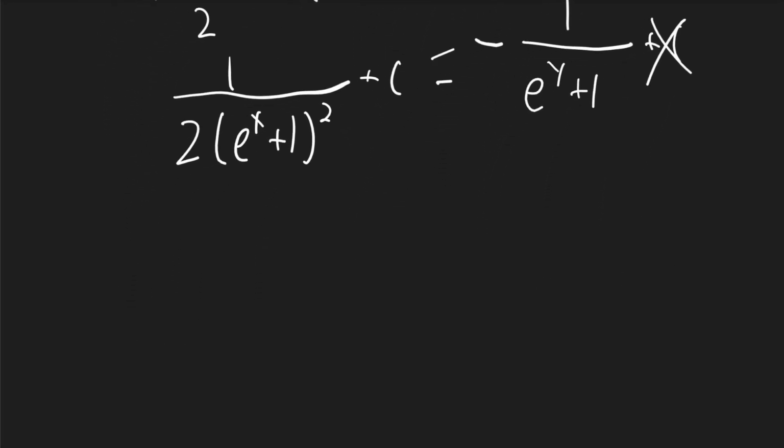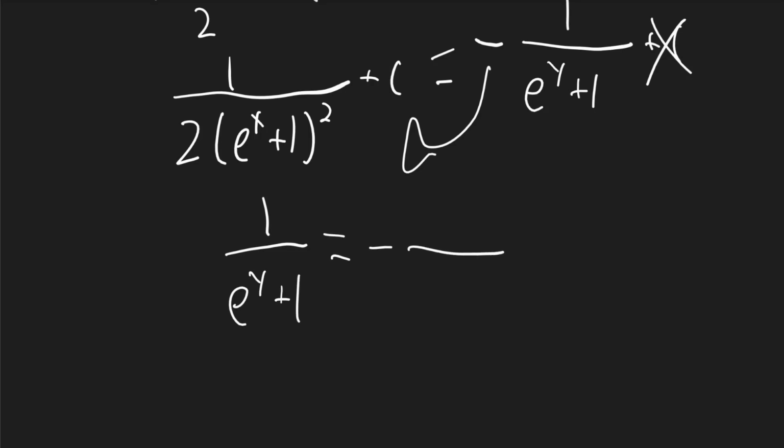So I can write the final answer by moving that negative to the other side. So it'll be 1 over e^y + 1 will be equal to negative 1 over 2 times (e^x + 1)^2 plus c. And that's our final answer.